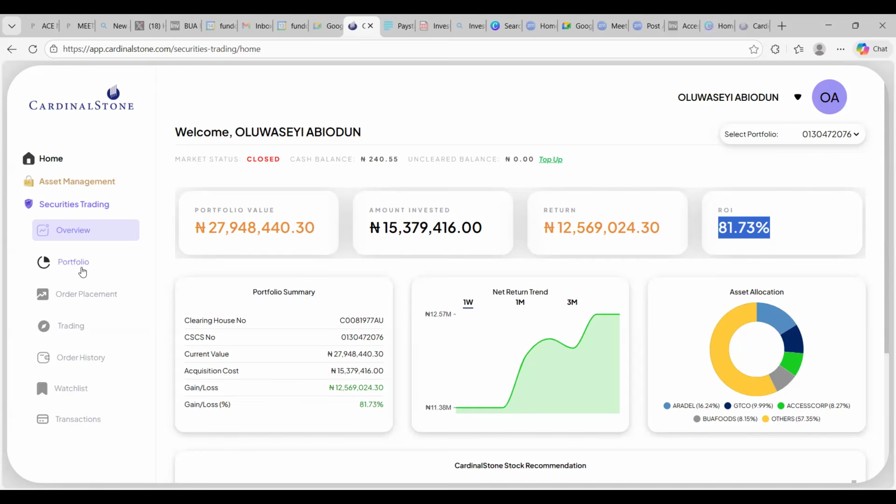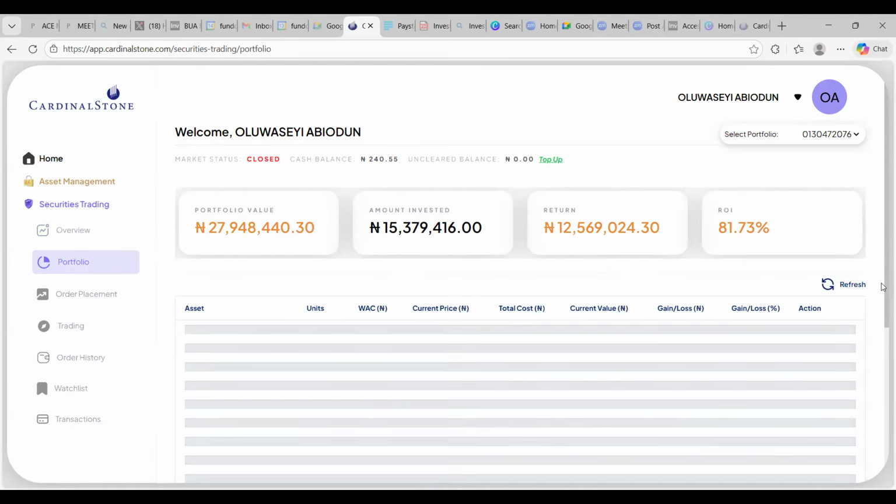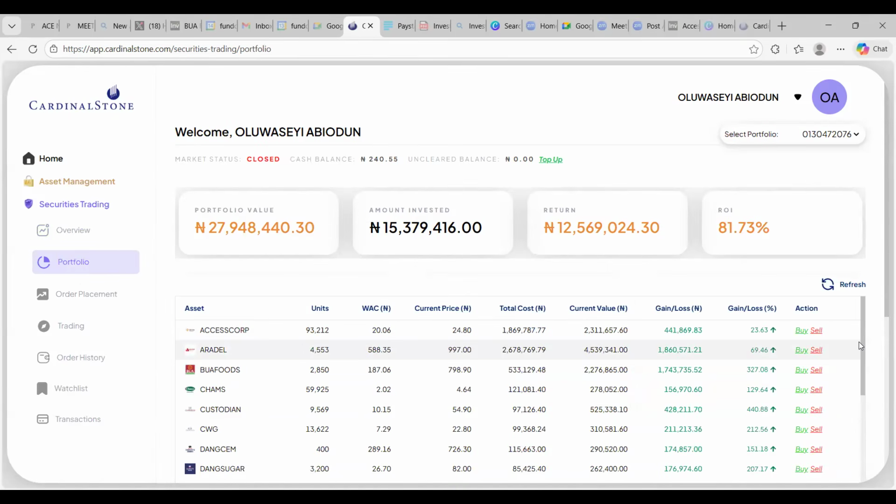So let's see, for someone that will say that, okay, I want to be able to remodel your stock and pick some stocks from what you currently have on the screen, let me show you the performance of each of the stocks that make up this portfolio. So these are some of the stocks. Access Corp's weighted average cost, WAC, is 20 naira. Let me explain what that means.